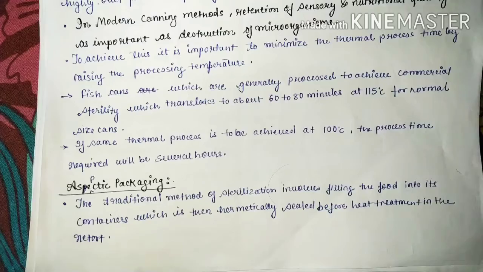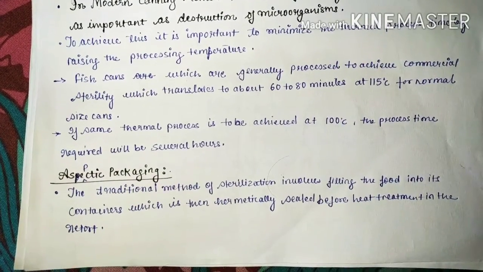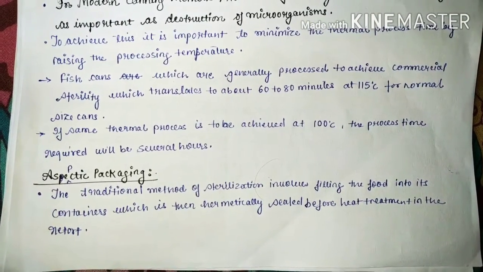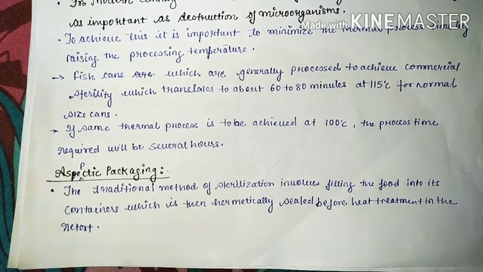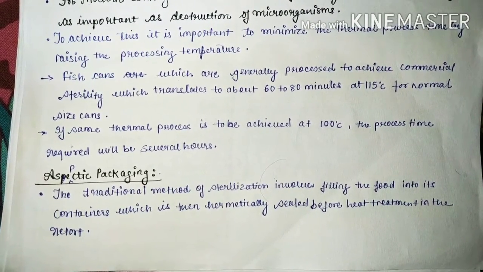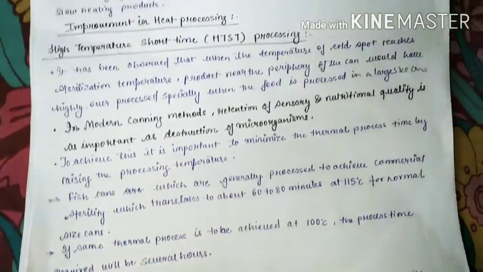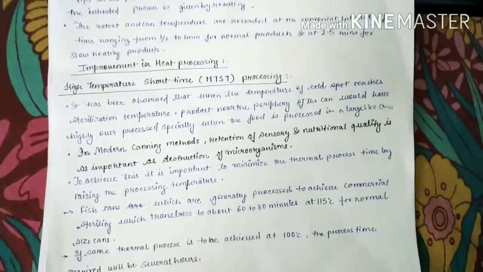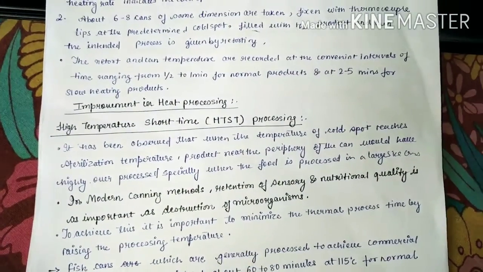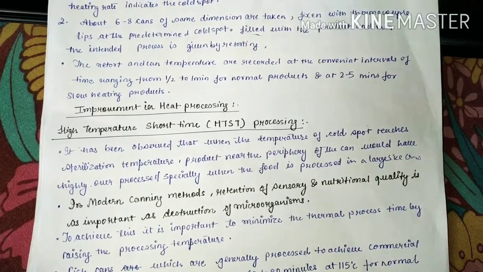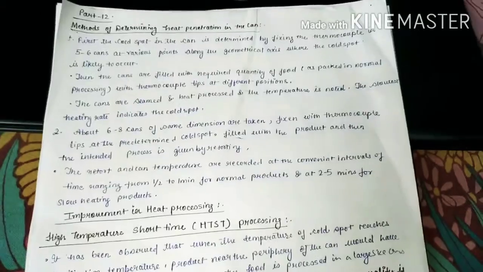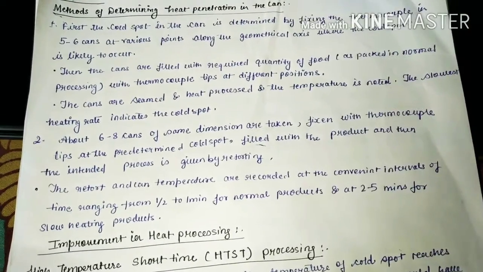Now, what is aseptic packaging? Aseptic packaging is a traditional method of sterilization. It involves filling the food into its container, which is then hermetically sealed before heat treatment in the retort. This was the high temperature short time processing. It means that when there is high temperature, it requires short time processing, and the methods of determination of heat penetration in the can.